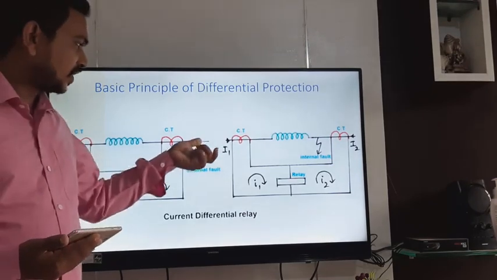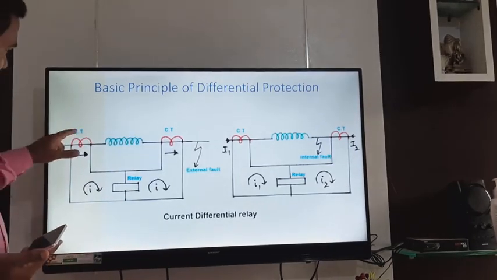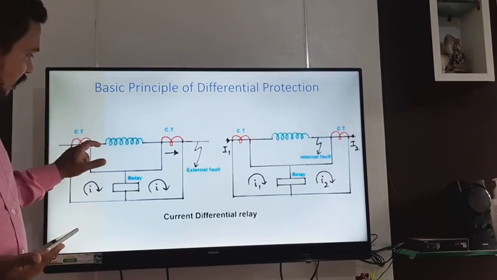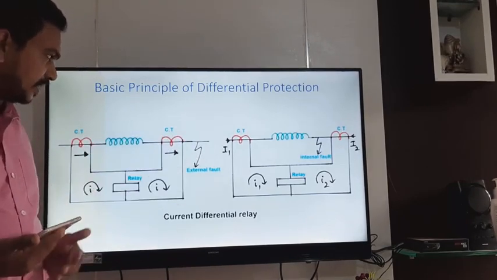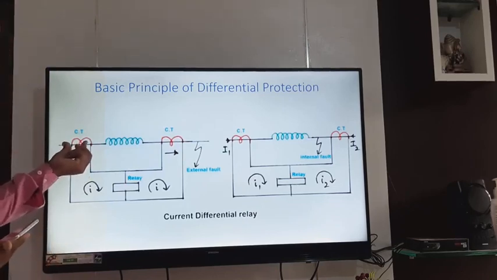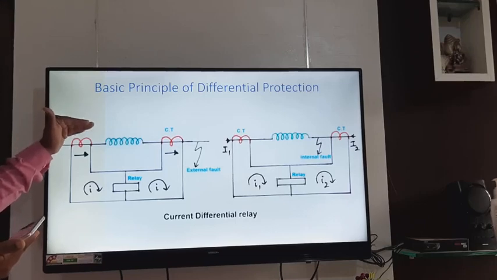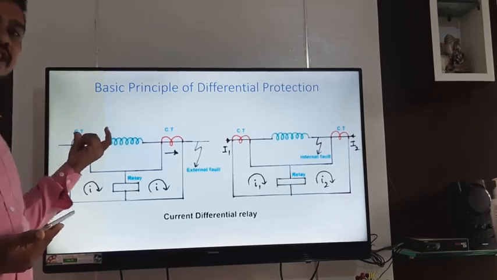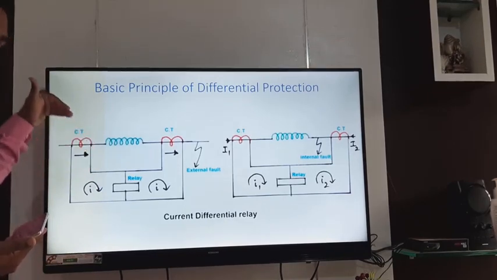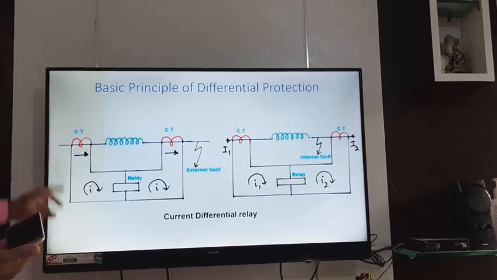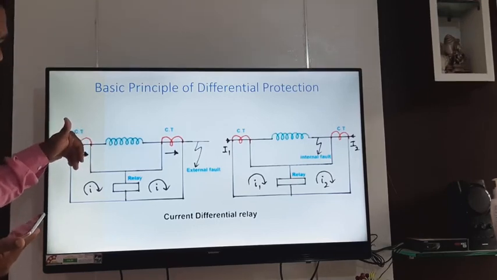Now when an external fault occurs, the basic principle is as follows. This one is the primary and this one is the secondary. When the primary current changes, the secondary current of the current transformer also changes. The function of the current transformer is to sense or measure the current. It senses the primary current, so the secondary current flows according to it. If we change the primary current of the current transformer, the secondary current will also change.